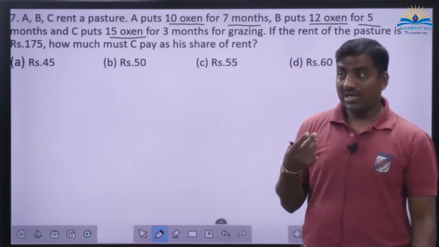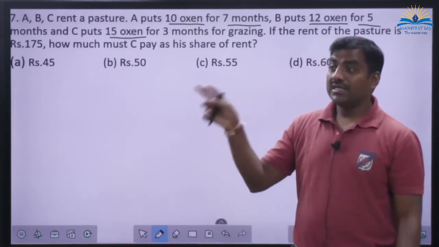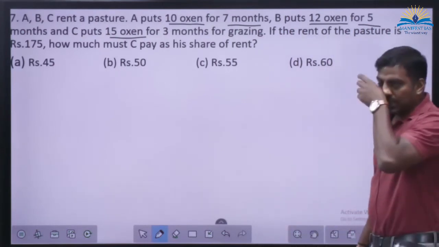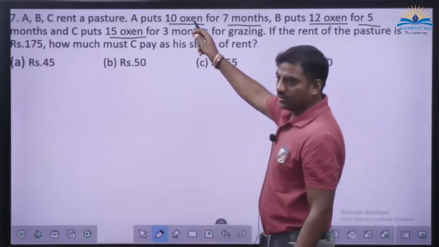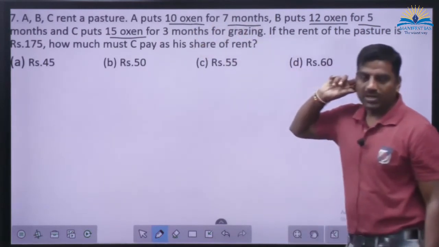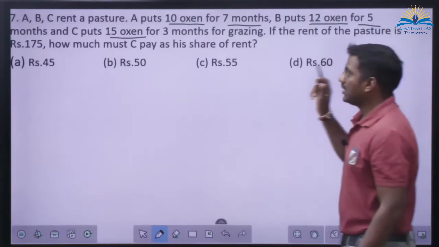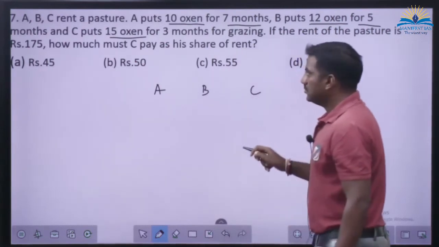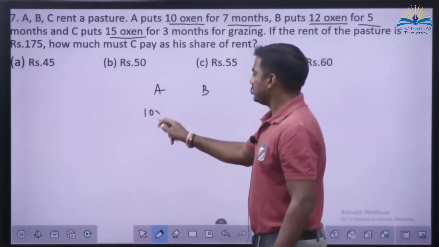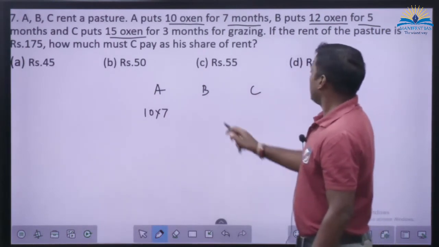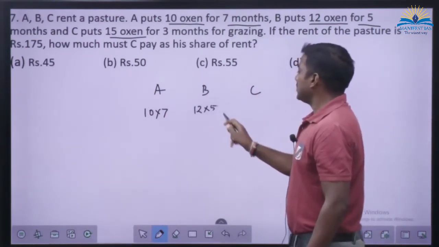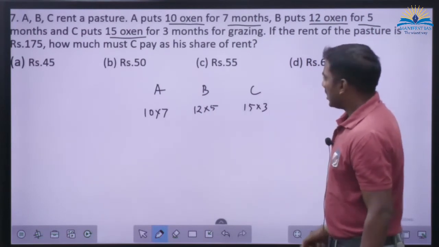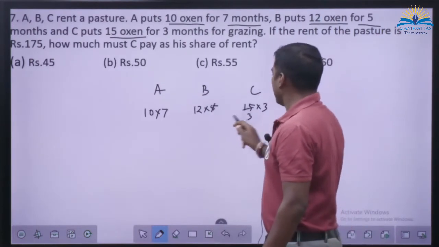So similarly. But again, here one more thing is counted, that is the time period for which they have been grazing. So here, again, the number of oxen and the number of months they have been put at. So both have to be considered. Here simple, A, B, C. 10 oxen for 7 months, then 12 for 5 months, and 15 for 3 months. Try to cancel out 5 ones are, 5 threes are, and 5 twos are.